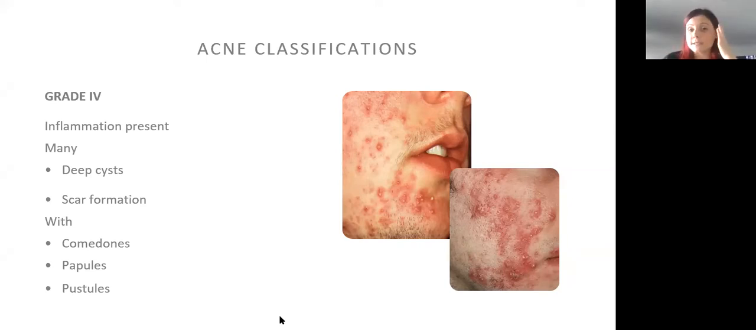So the characteristics: inflammation will definitely be present here. And when we're treating anything in the skin, if there is inflammation, you must treat that inflammation first before you can treat anything else you see in the skin. We will be talking about ingredients and modalities that we can use to treat inflammation later on as well. You will also have deep cysts. There may be scar formation in a grade 4 acne as well, with many comedones, pustules, and papules as well.